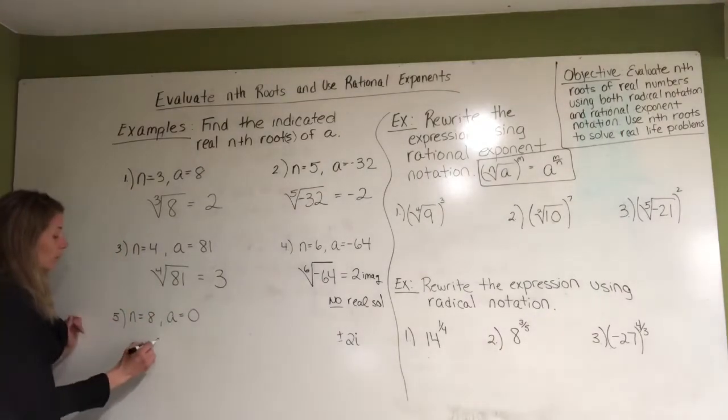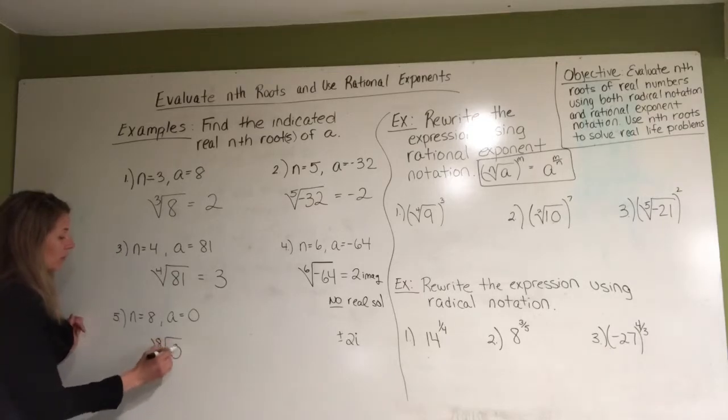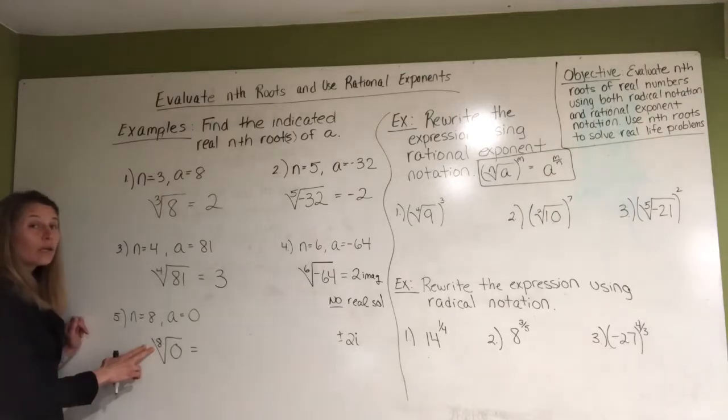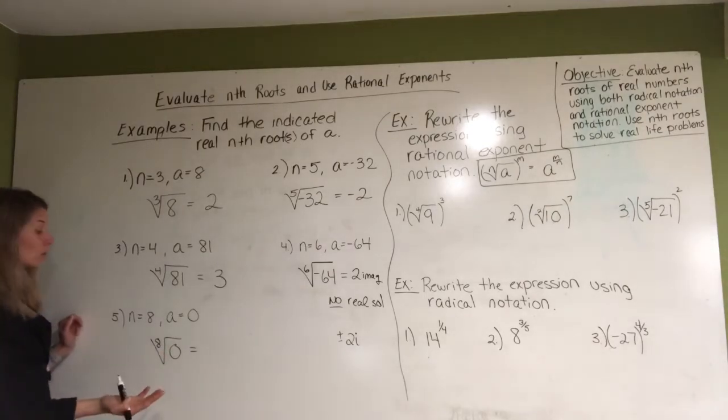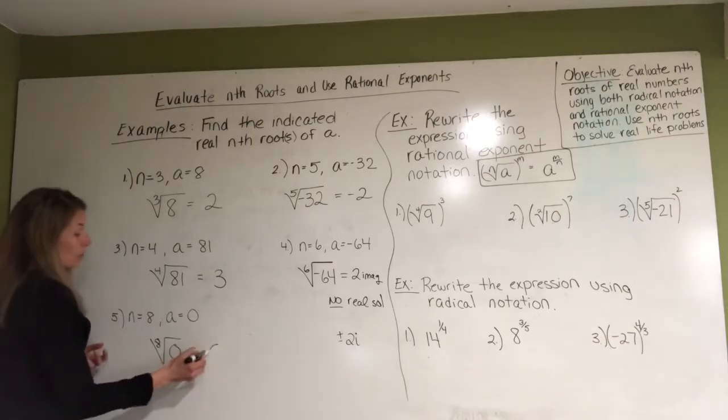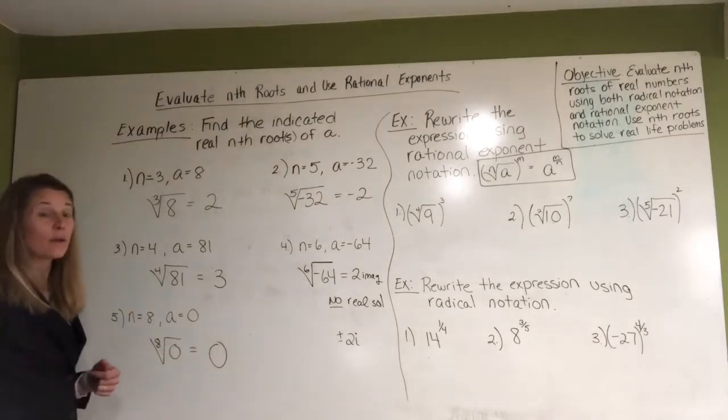Then for number 5, we're doing the 8th root of 0. And this is our one exception because even though it's an even root here, you'd think, okay, there's going to be 2 solutions, but the square root of 0 or any root of 0 is always 0. So you just have that one answer of 0.